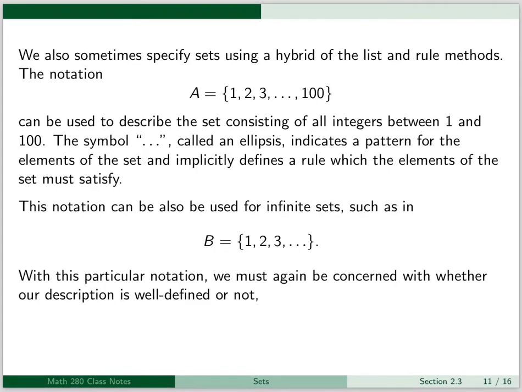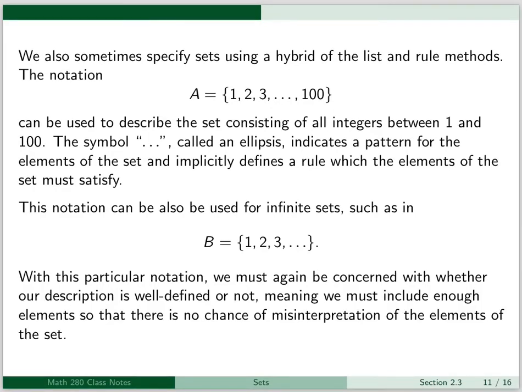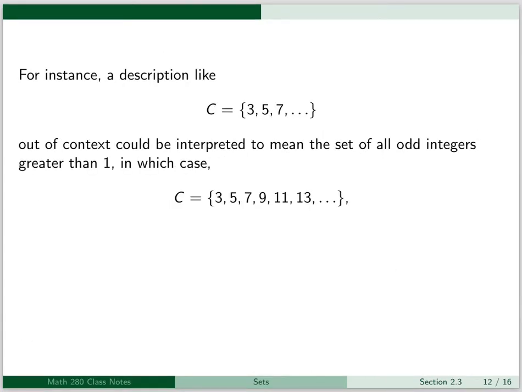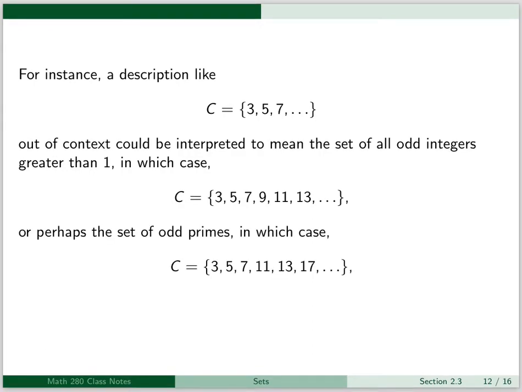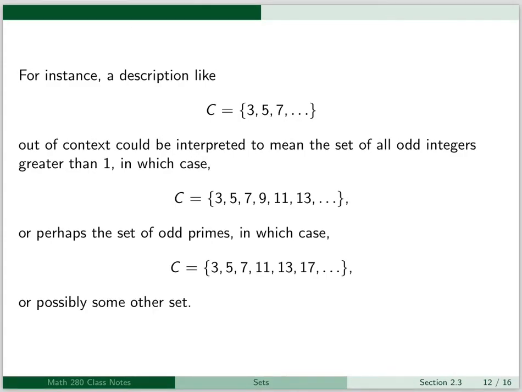With this particular notation, we must again be concerned with whether our description is well defined or not, meaning we must include enough elements so that there is no chance of misinterpretation of the elements of the set. For instance, a description like C is the set containing 3, 5, 7, ... out of context could be interpreted to mean the set of all odd integers greater than 1, in which case C is the set containing 3, 5, 7, 9, 11, 13, and so on. Or perhaps the set of odd primes, in which case C is the set containing 3, 5, 7, 11, 13, 17, and so on. Or possibly some other set.